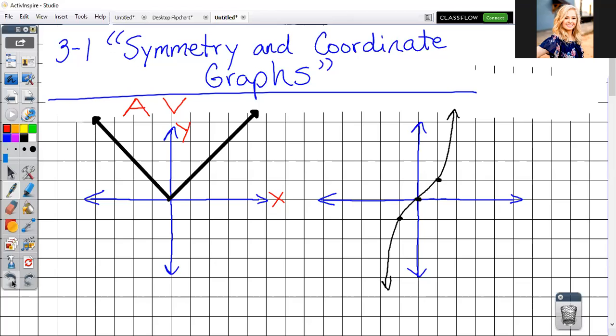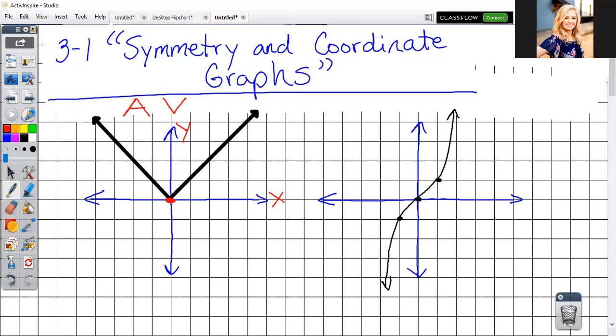Would that have point symmetry? If I rotated it halfway, would it look the same? No. It doesn't, because we're rotating it around this point. That point stays still, everything else rotates, and it doesn't look the same. That making sense? Okay, so you have point symmetry and line symmetry.